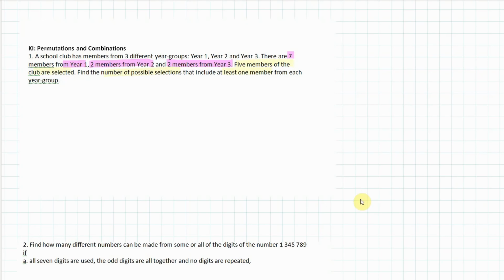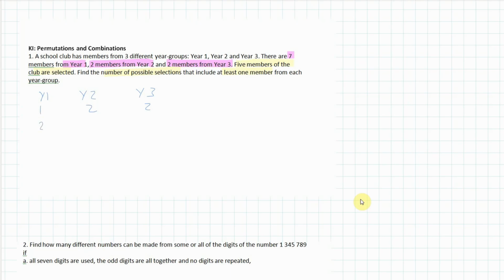Okay, so let's do this. Year 1, year 2, year 3. So I guess we could have 1 and then 2, 2. You can't have any more than 2 from year 2 and 3, because that's the maximum they have in the club from those year levels. So we can't do any more than that.